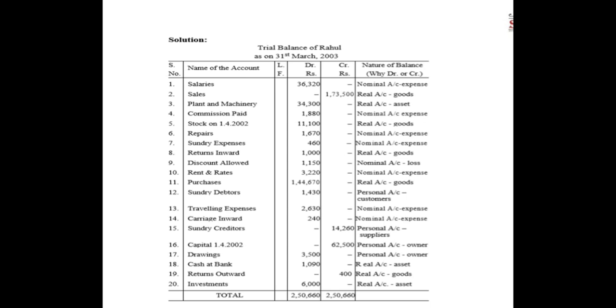At last you will add all the debit side balances as well as the credit side balances, and the total of both the balances should be equal. So you can see the balance is 2,50,660 rupees. In credit side also 2,50,660 rupees. Both the sides are equal. It means all the transactions till now, whatever the records are maintained or entries are passed, everything is correct, there is no mistake.